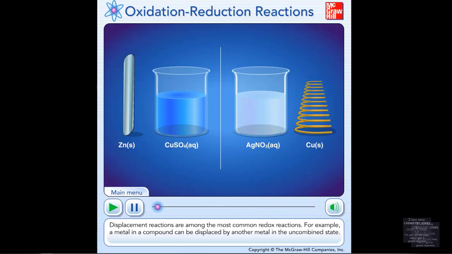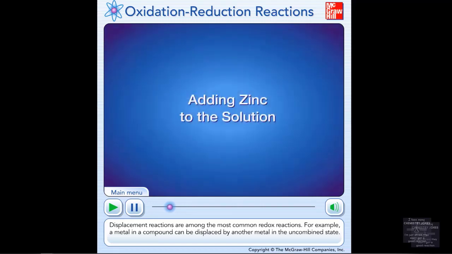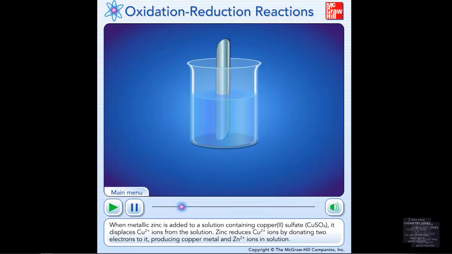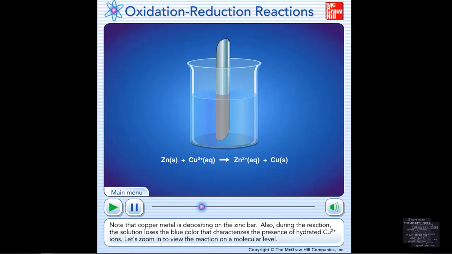Displacement reactions are among the most common redox reactions. For example, a metal in a compound can be displaced by another metal in the uncombined state. When metallic zinc is added to a solution containing copper 2 sulfate, it displaces copper 2 plus ions from the solution. Zinc reduces copper 2 plus ions by donating 2 electrons to it, producing copper metal and zinc 2 plus ions in solution. Note that copper metal is depositing on the zinc bar. Also, during the reaction, the solution loses the blue color that characterizes the presence of hydrated copper 2 plus ions.